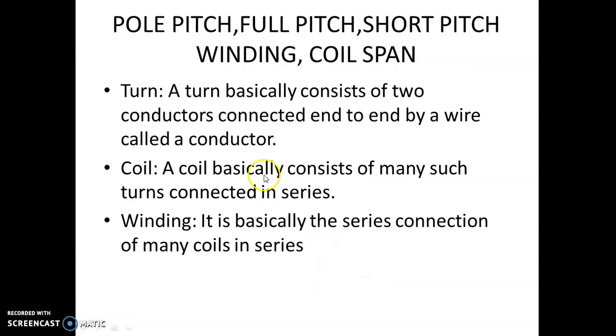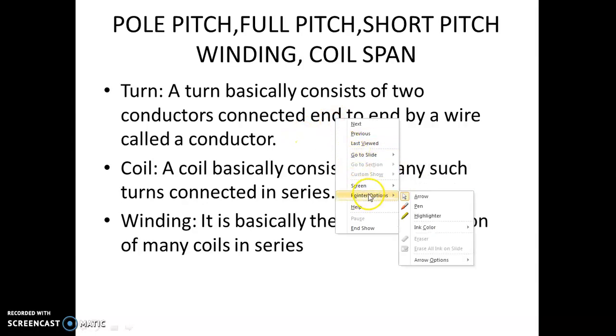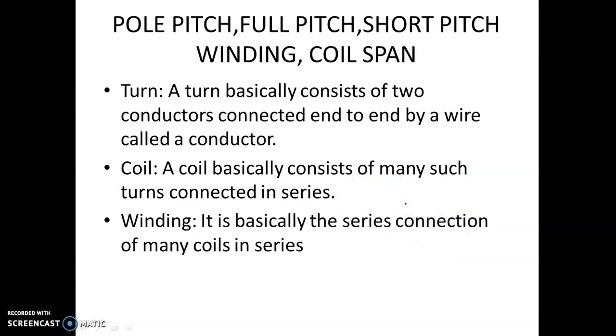So before going to discuss this, there is something we should know about how it operates. Let us see a turn. What is a turn? A turn basically consists of two conductors connected end to end by a wire. Means a turn has two conductors and they are connected end to end. And a coil basically consists of many such turns.